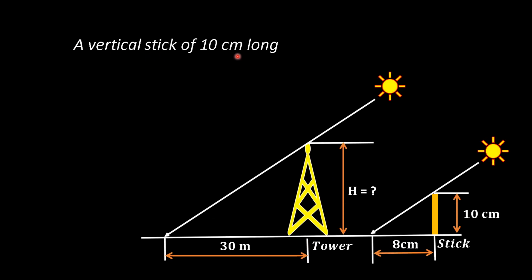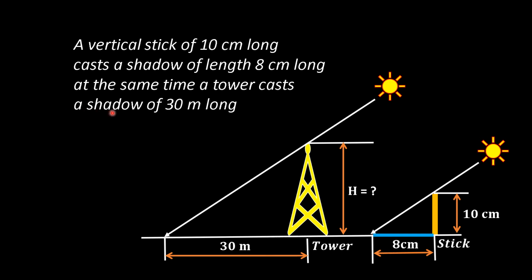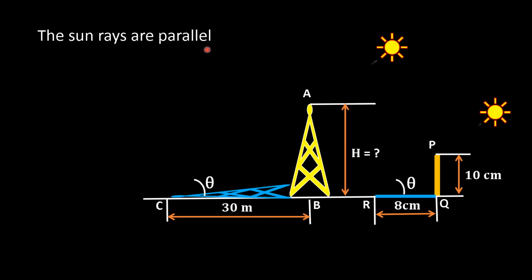A vertical stick of 10 centimeter long casts a shadow of length 8 centimeter long. At the same time, a tower casts a shadow of 30 meter long. Determine the height of the tower. The sun rays are parallel.